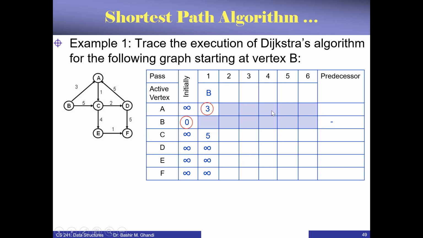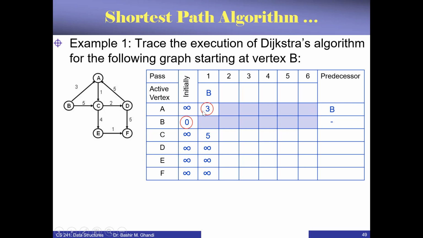Okay, what is the predecessor? The predecessor is the vertex from which you get this value. Obviously, we got this value from B. Usually, you can just look up and see it was B that gave you this 3. So B is the predecessor. We're going to need these predecessors later when we want to draw the resulting graph.